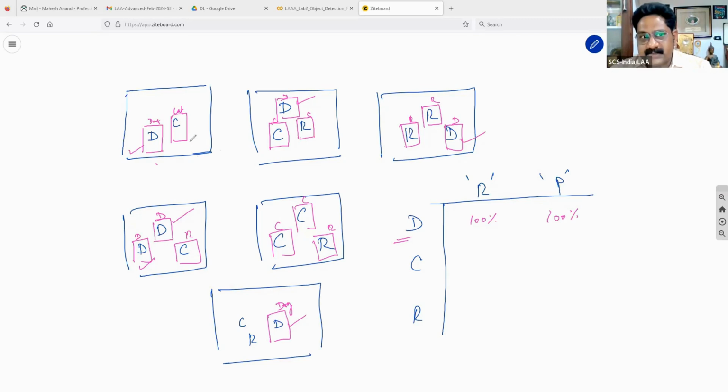Totally, how many validation cats are there? 1, 2, 3, 4, 5, 6. Okay, out of 6, how many cats were correctly recognized? 1, 2. This is wrongly predicted as a rabbit, right? So 1, 2, 3, 4, only 4.